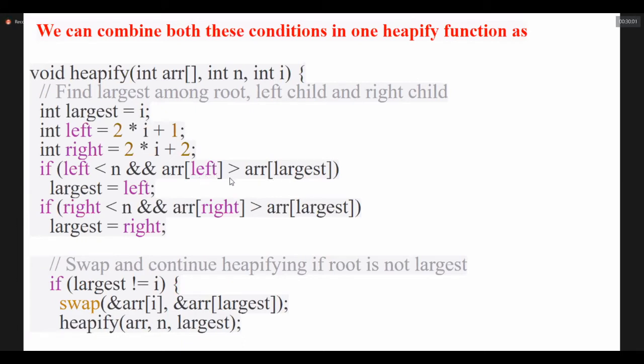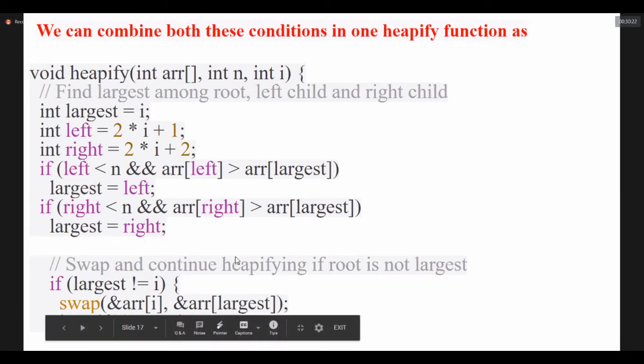So if it is true, largest is equal to left. If right is less than n and array of right is greater than array of largest, largest is equal to right. So the largest index becomes right. If largest is not equal to i, swap array of i and array of largest.